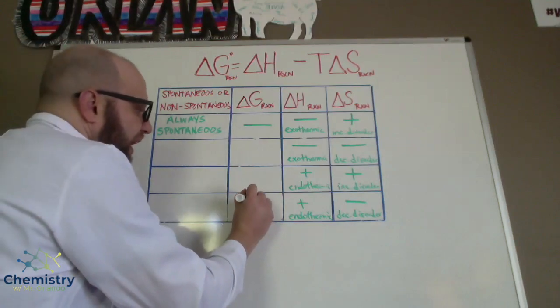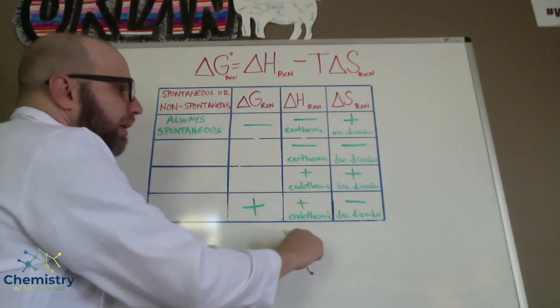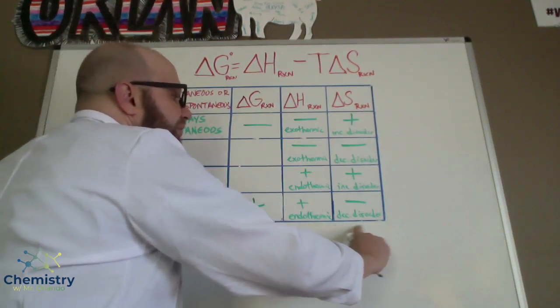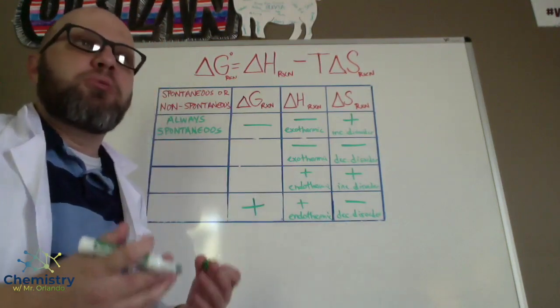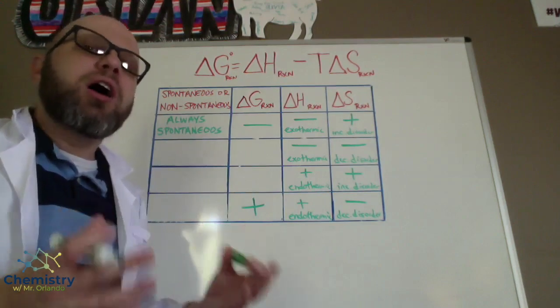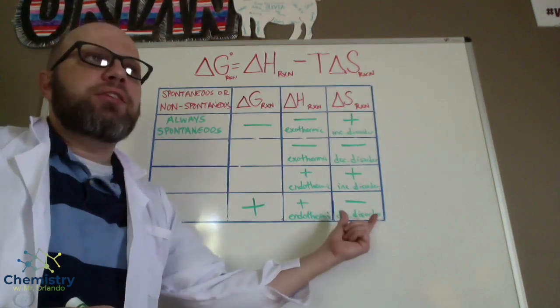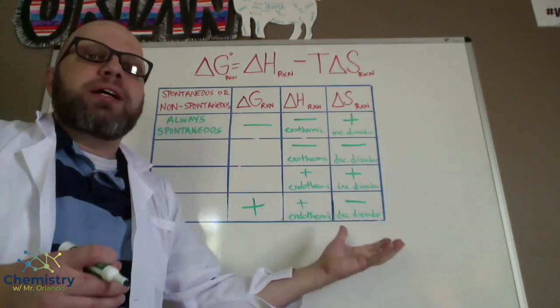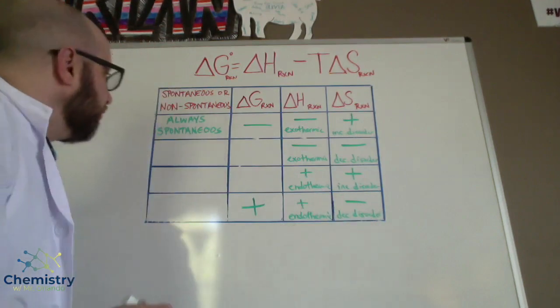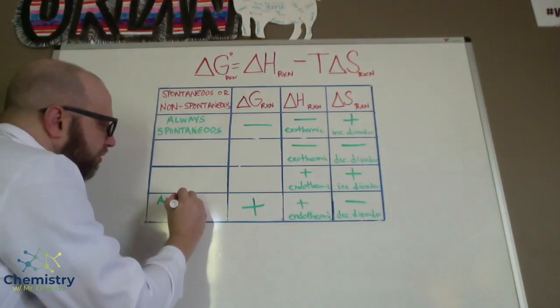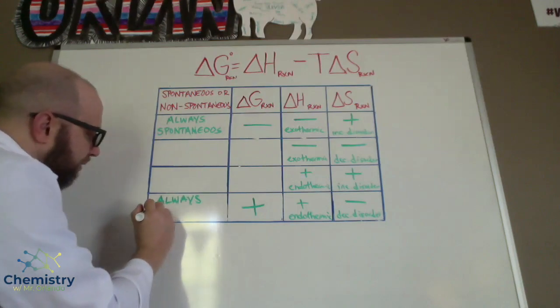Now, if I jump down to the opposite of that, this is like your worst case scenario. So if you have a reaction that is endothermic, meaning you have to put in heat energy for it to occur, and it's decreasing disorder, it's becoming more organized, think about how unlikely that is to happen. You're adding heat to something, and that something is going to move toward forming a solid. That's very unlikely. So these reactions are always non-spontaneous.